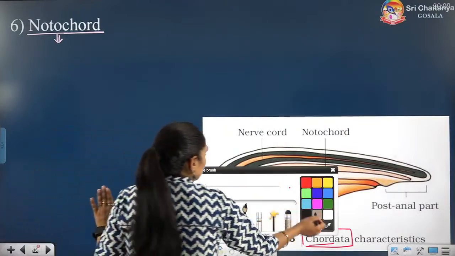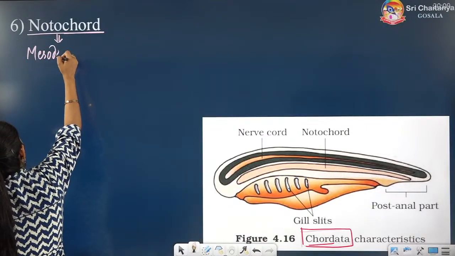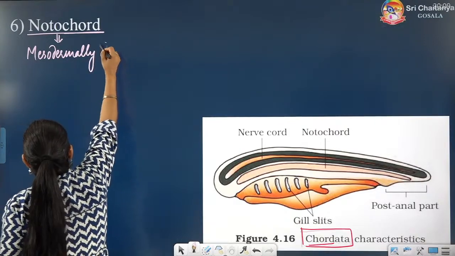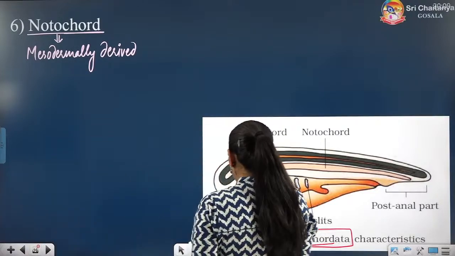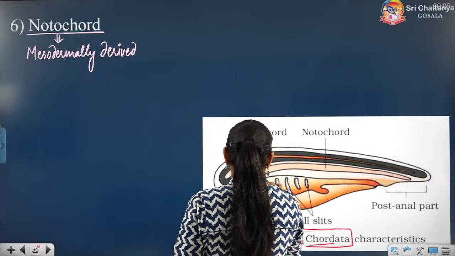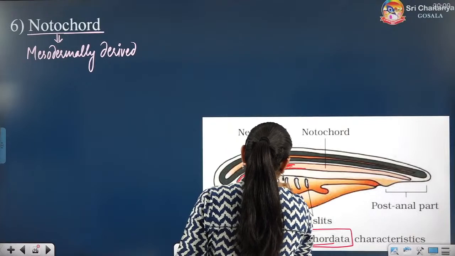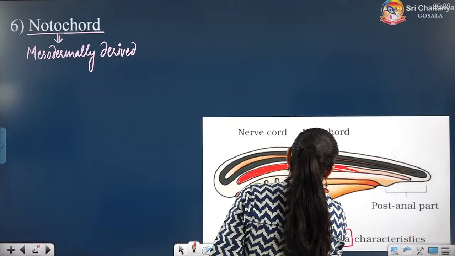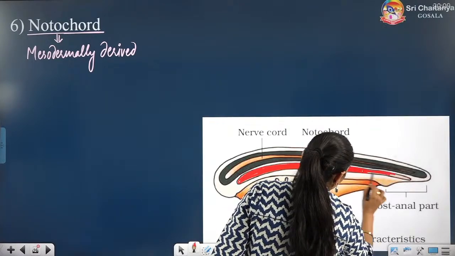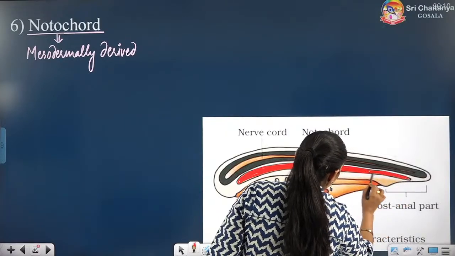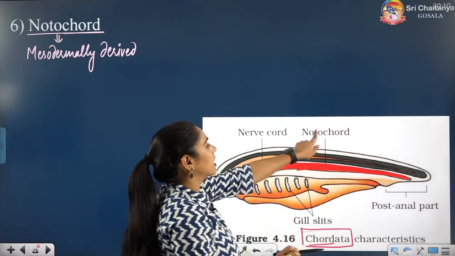So what exactly is notochord? Notochord is a mesodermally derived rod-like structure, beta. You are seeing here in this figure, this is notochord. If you are able to see this structure, this is notochord. So it is present on the dorsal side of the chordate body, everyone. Okay, and this is a rod-like structure. Are you able to see this structure, everyone? So this is a rod-like structure known as notochord.